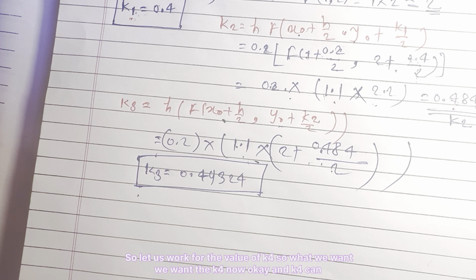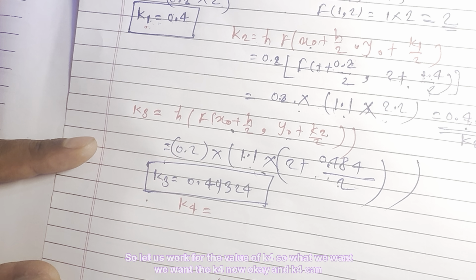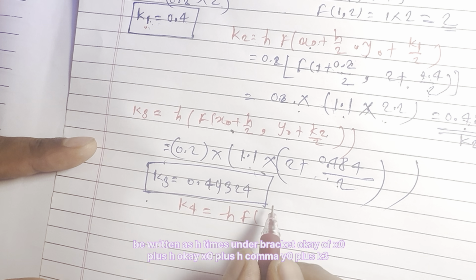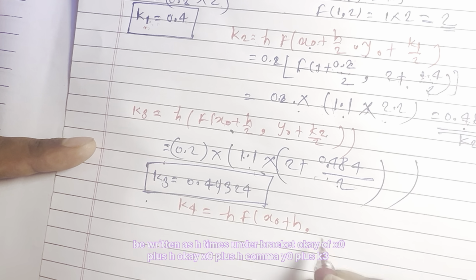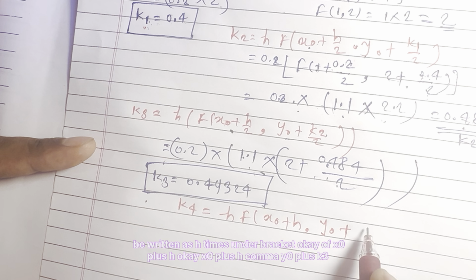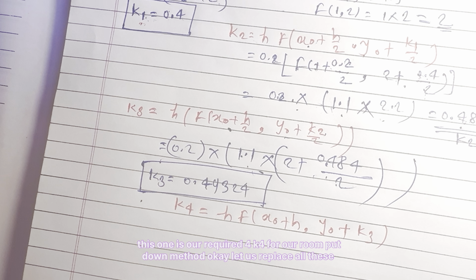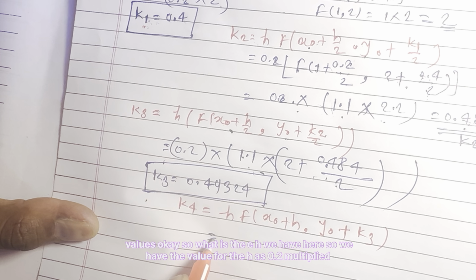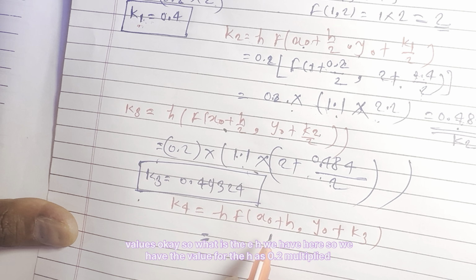So let's work for the value of k4. So what we want now is k4. k4 can be written as h times f of x naught plus h comma y naught plus k3. This is our required fourth k4 for our Kutta method. Replace all these values. So what is the h we have here? We have the value for h as 0.2.